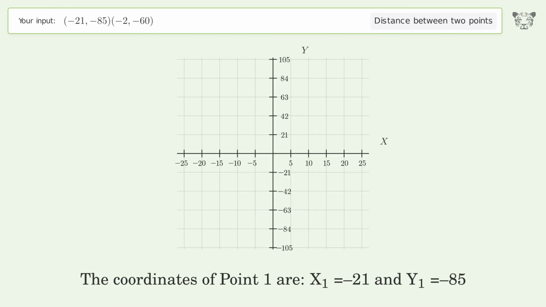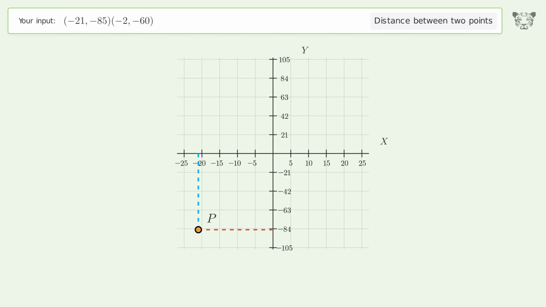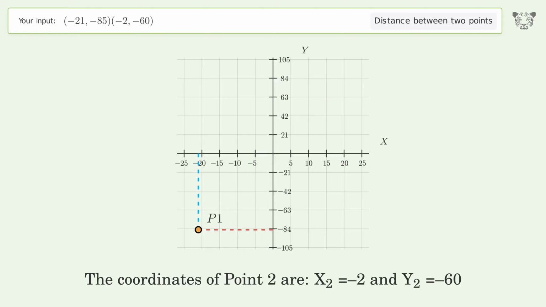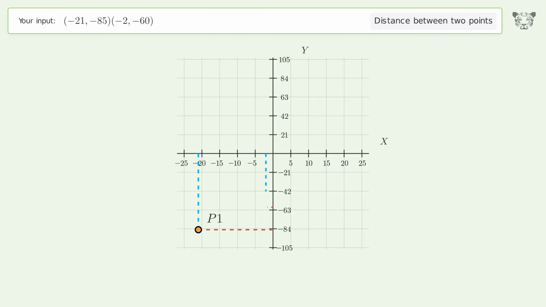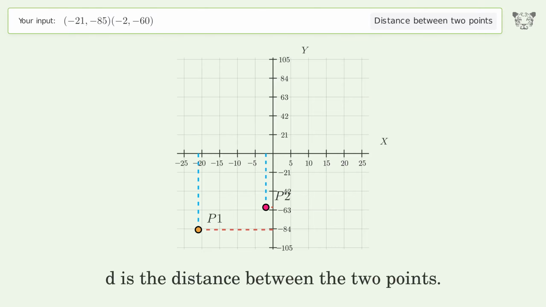The coordinates of point 1 are x1 equals -21 and y1 equals -85. The coordinates of point 2 are x2 equals -2 and y2 equals -60. D is the distance between the 2 points.